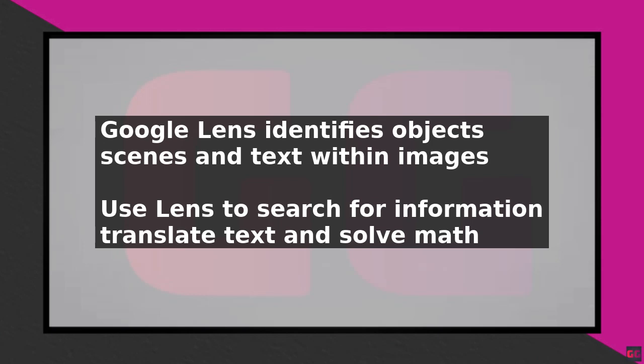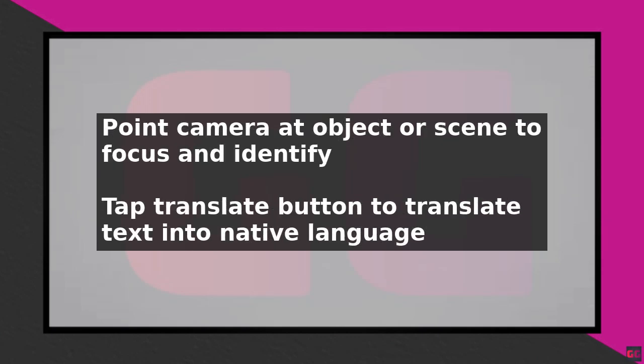If you point your camera at a sign or menu in a foreign language, Google Lens can translate the text for you in real time. To use Google Lens to translate text, simply point your camera at the text and tap on the Translate button. Google Lens will then translate the text into your native language.